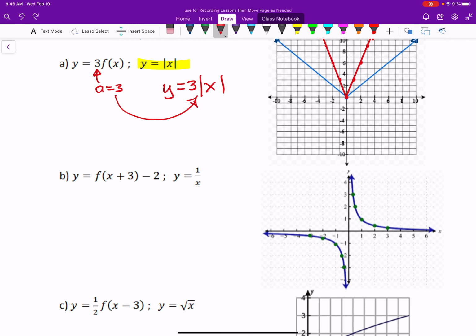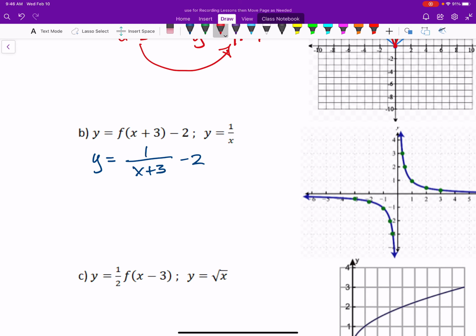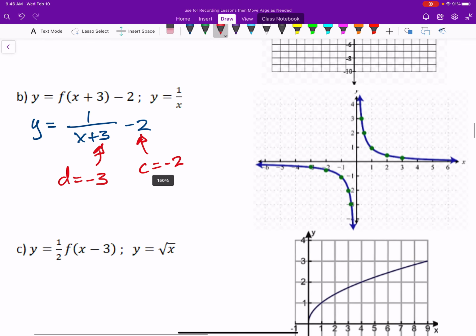And so, again, if I want to rewrite this, maybe I'll rewrite it first. That would be the same as to put this into one equation, would be 1 over x plus 3 with a minus 2 on the end. The plus 3 is inside the function. That's my d value. When I take it out, I change the sign, it becomes negative 3. This negative 2 at the end is clearly a c value, it's not inside the function, so that's negative 2. So what is this telling me to do?